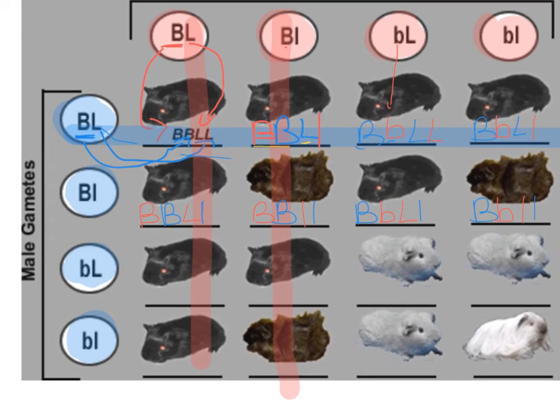Down here, big B from mom, little b from dad, big L from dad, big L from mom. Big B from mom, little b from dad, big L. So I put my big L in front of the little L from mom. But notice my B still went first and then my L's.